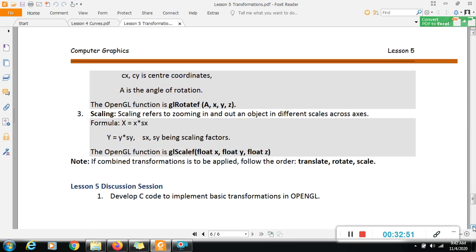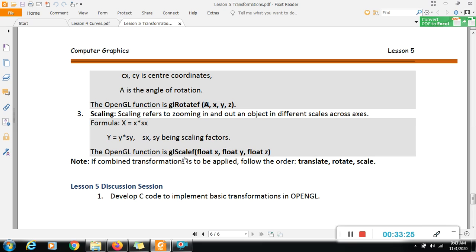Then you have scaling. Scaling is just multiplying the vector, or if you like, the matrices, by a factor. The point x will be multiplied by a scaling factor sx, and the point y will be multiplied by the scaling factor sy. So sx and sy are scaling factors, and the OpenGL function that is used is the scale function, as you can see, which takes the floats x, y, and z. The OpenGL function for rotate is easy to remember: glRotate, where angle A is the rotation angle, followed by x, y, z. The only thing you need to feed here is the angle. These are the coordinates.